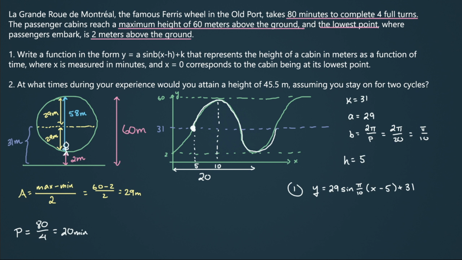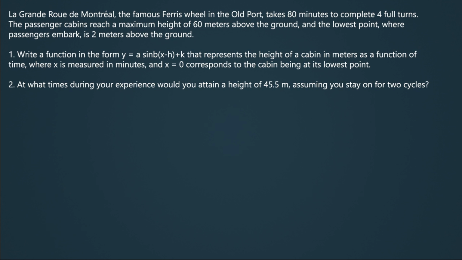Now, I'm going to need a little bit more room to work with, so I'm going to erase some of this stuff here, okay? And I'll just rewrite my final answer for question 1. So y equals 29 sine(pi over 10, x minus 5) plus 31, okay? Now remember, we're looking for a height of 45.5, and that height corresponds to this y, okay? So we're not just plugging in x equals 45.5. x is time, right? Measured in minutes. So 45.5 is that y value, okay?